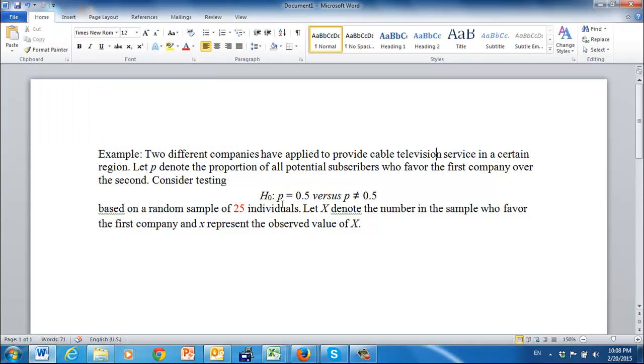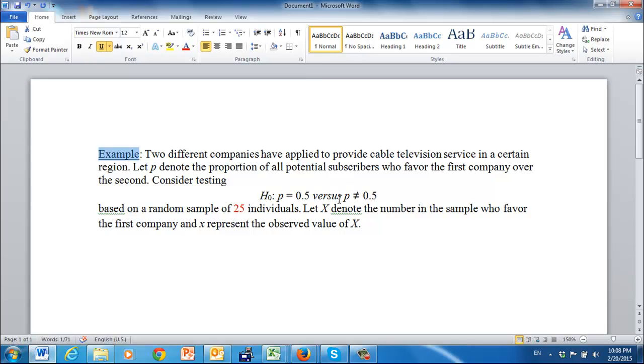Okay, let's consider an example today from your homework, which I'm going to show you how to do, problem number 3. Suppose that two different companies have applied to provide cable television service in a certain region. Let P denote the proportion of all potential subscribers who favor the first company over the second. Let's consider testing proportion equal 0.5 versus proportion is not 0.5, based on a random sample of 25 individuals.